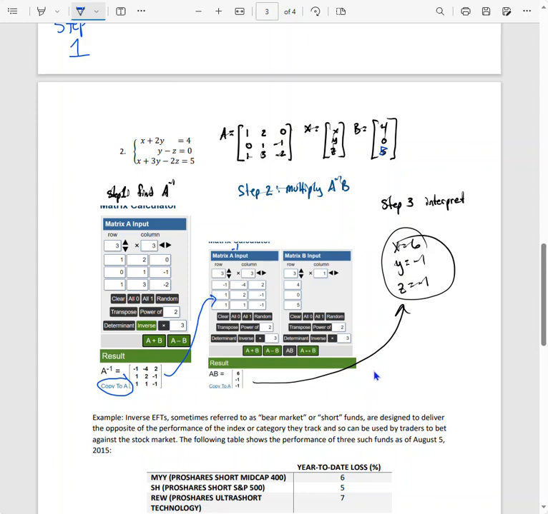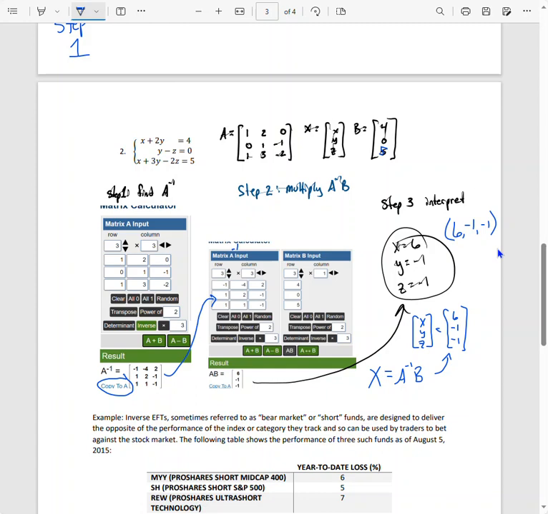Well, it tells me that X equals A inverse times B, which tells me that XYZ is equal to 6, negative 1, negative 1. And we know that two matrices are equal only if their corresponding entries are equal, right? These are both 3 by 1. X equals 6, Y equals negative 1, and Z equals negative 1, our answer. You could write it as a triple as well, depending on what WebAssign is asking you to input.